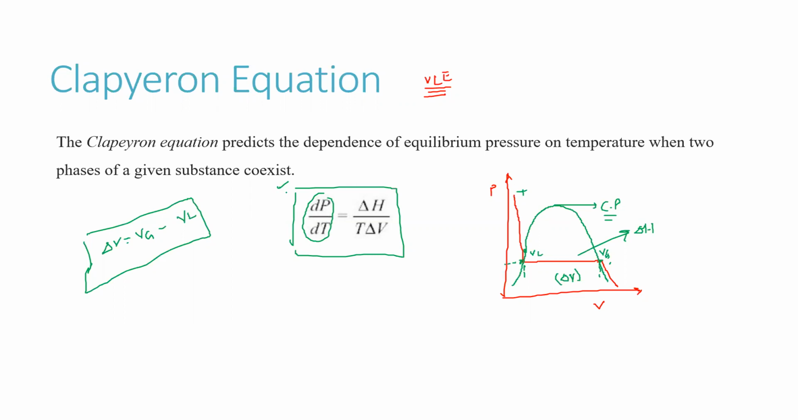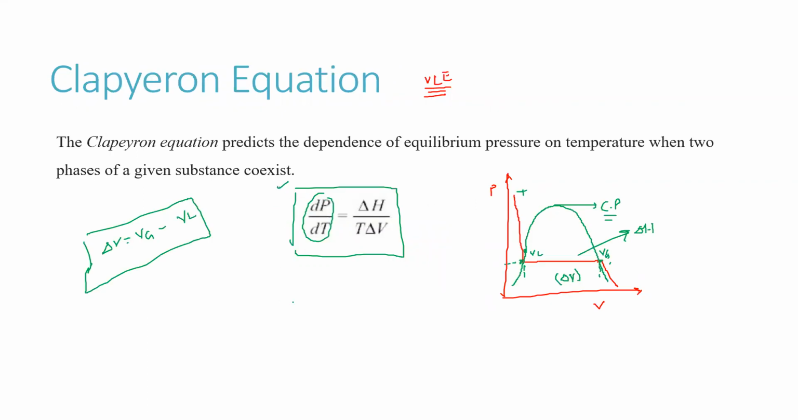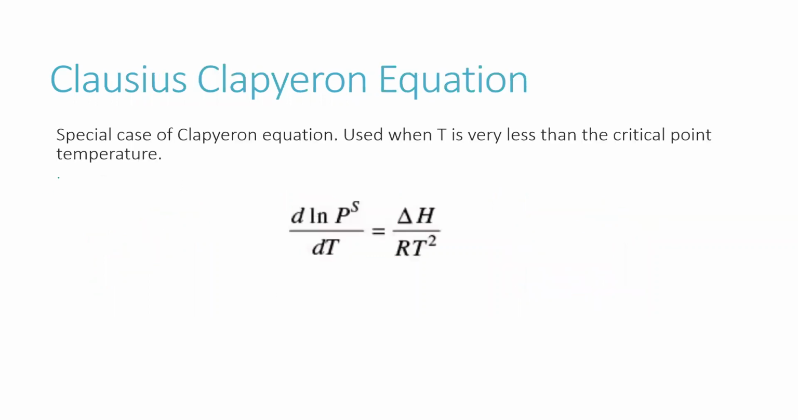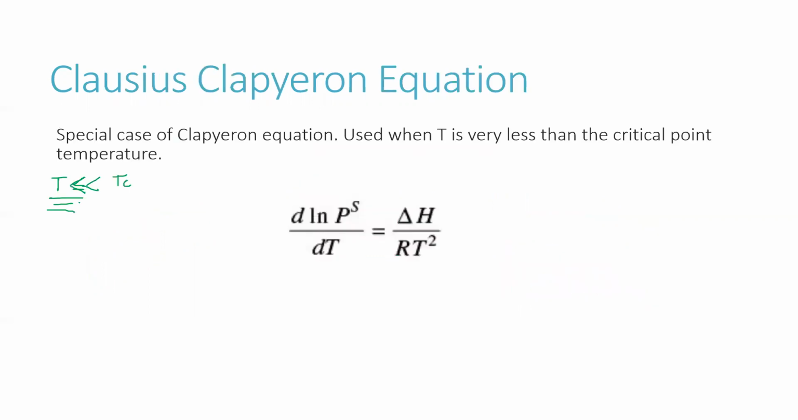Then, as a special case of the Clapeyron equation, we have the Clausius-Clapeyron equation. So what happens when we come from the Clapeyron equation to the Clausius-Clapeyron equation? We assume that the temperature is very much less than the critical temperature. As we go away from the critical point, the distance between the saturated liquid and saturated vapor keeps on increasing, right? So if T is much lower than Tc, then delta V would be very large, meaning the volume of saturated vapor minus the volume of saturated liquid is going to be very high.